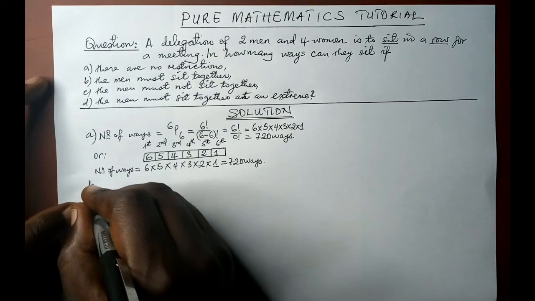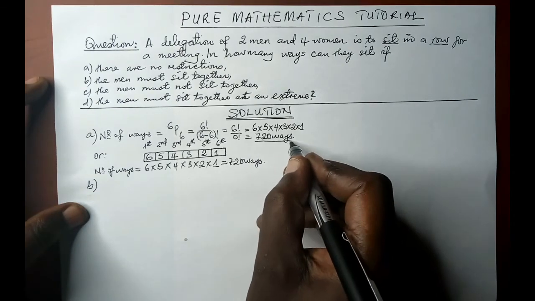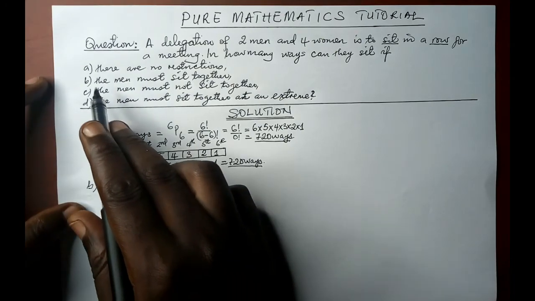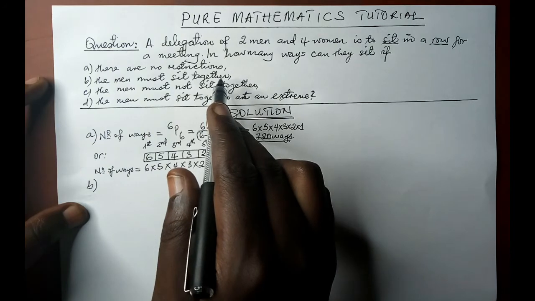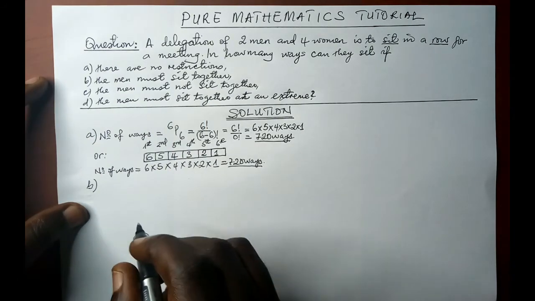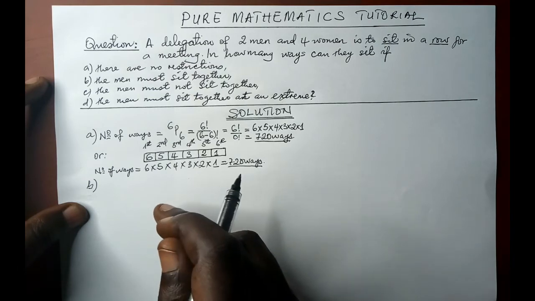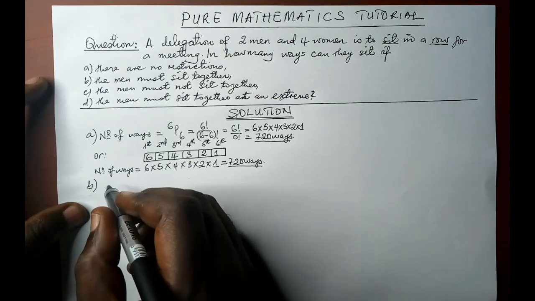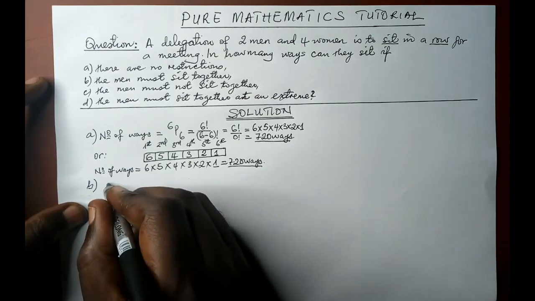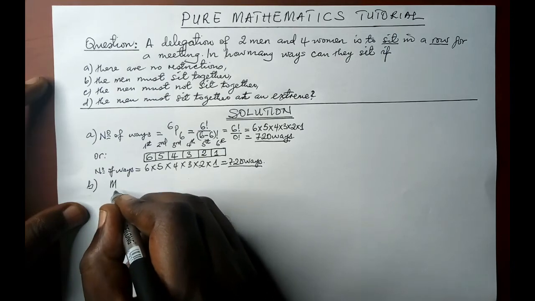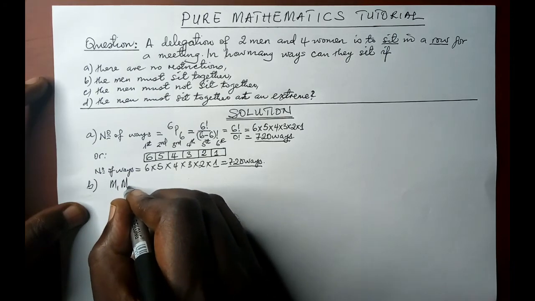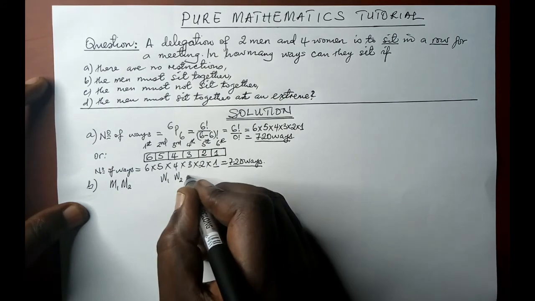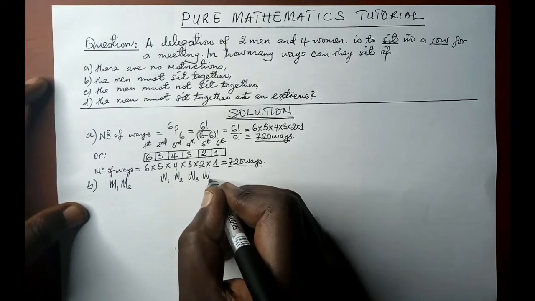Now we go to B. So we have A, the 2 ways of solving. In B, the question says the men must sit together. For them to sit together, there are again different options that you can look at the question. One way would be to make a diagram. So I have 2 men. I will label them as M1 and M2. And the women will be W1, W2, W3, and W4.